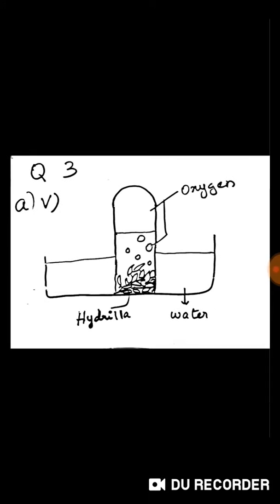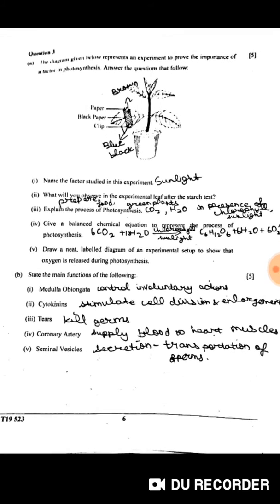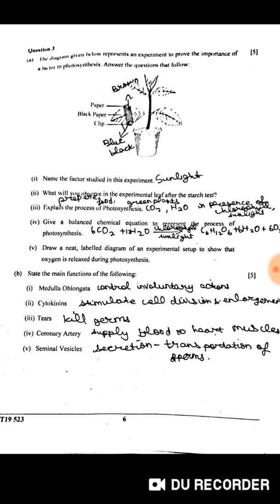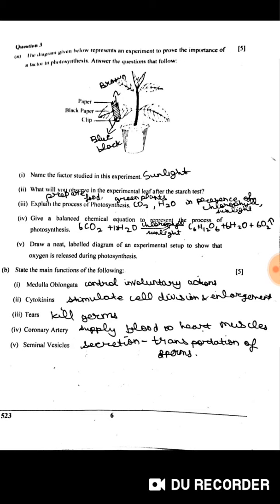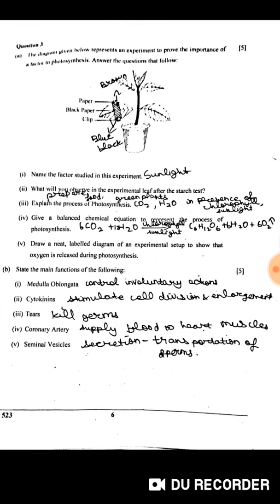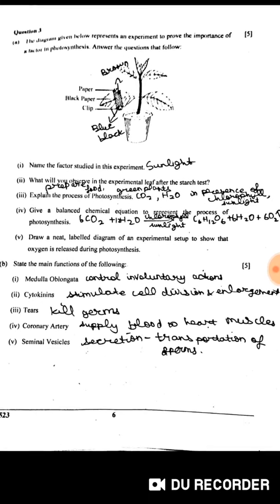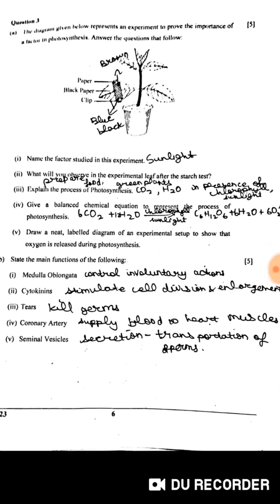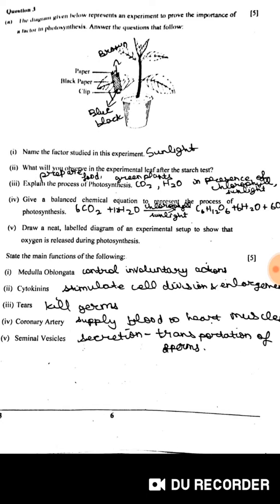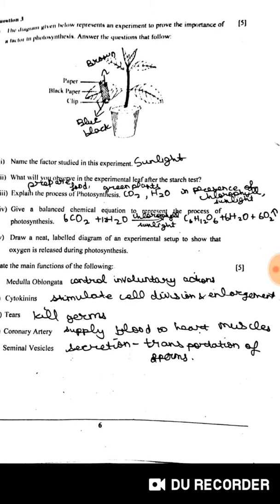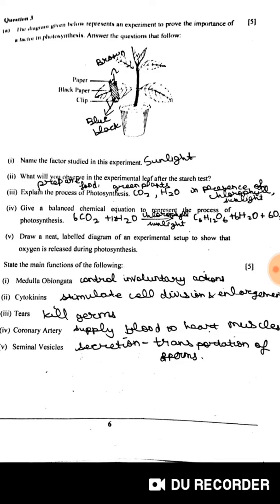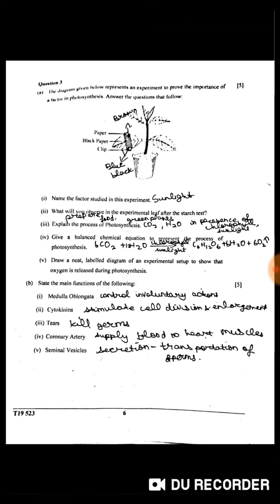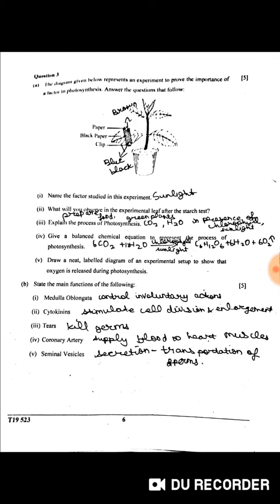Now, B Roman letter. The main function of the medulla oblongata is to control the involuntary actions of many internal organs. The function of cytokinins is to stimulate cell division and cell enlargement. For tears, the function is to kill germs and also to express emotions. For the coronary artery, the function is to supply blood to the heart muscles. For the seminal vesicles, they secrete a fluid which helps in the transportation of sperms.